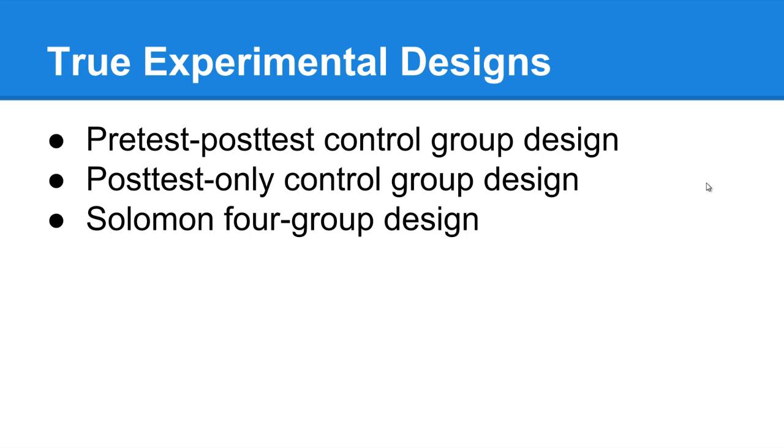In true experimental designs, they control for nearly all threats to internal and external validity. True experimental designs have one characteristic in common that no other design has: random assignment of participants to groups. Ideally, participants should be randomly selected and randomly assigned.